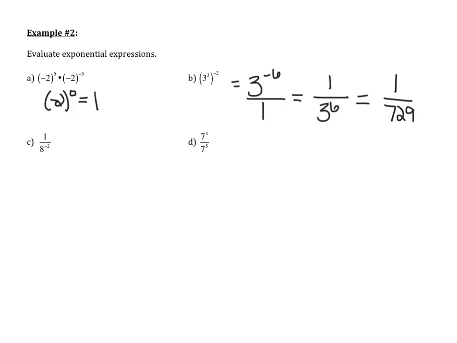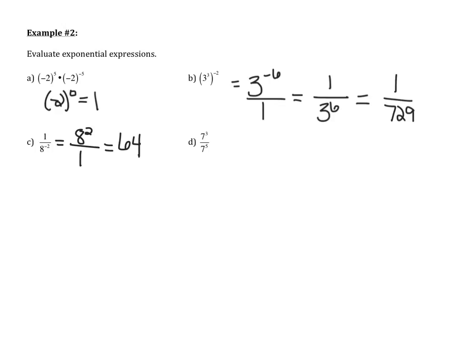For part C, I have 1 over 8 to the negative second. So remember, I cannot leave any answers with negative exponents. So that negative exponent in the denominator needs to go to the numerator and become positive. So I would have 8 to the positive second over 1. 8 squared is 64, and I don't really need to leave it over 1, so my final answer is just 64.